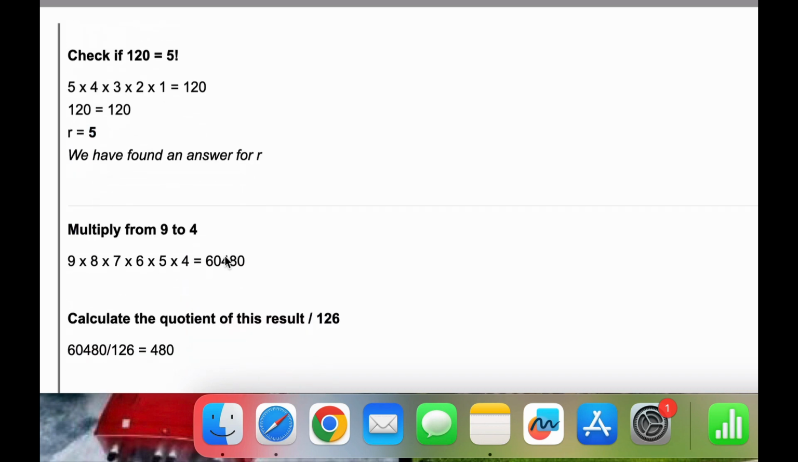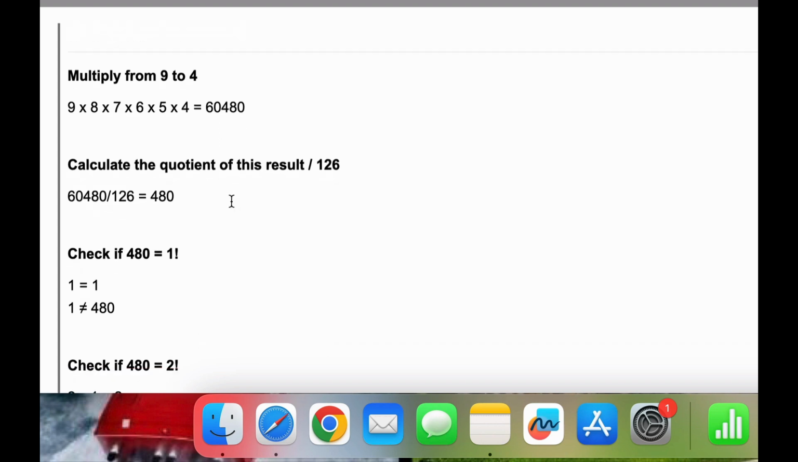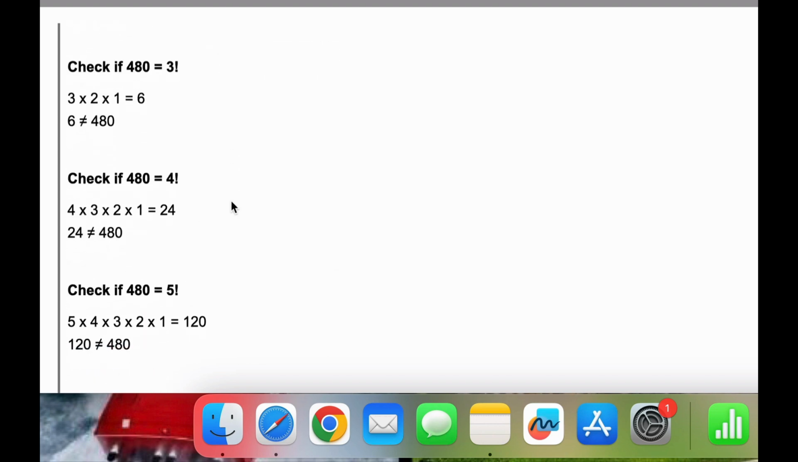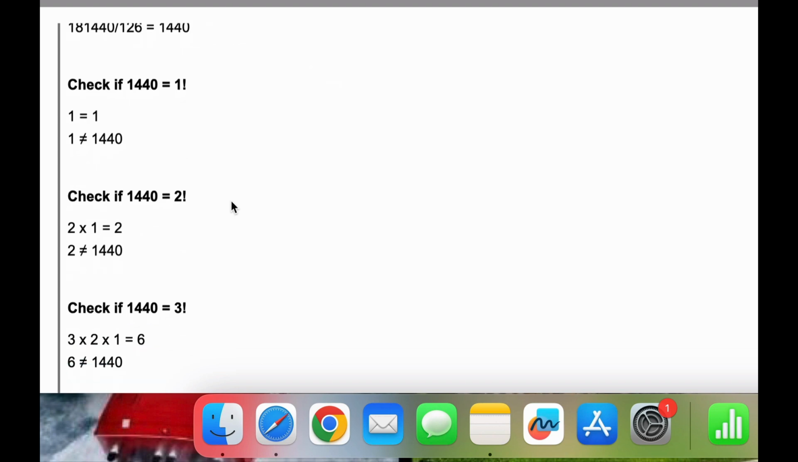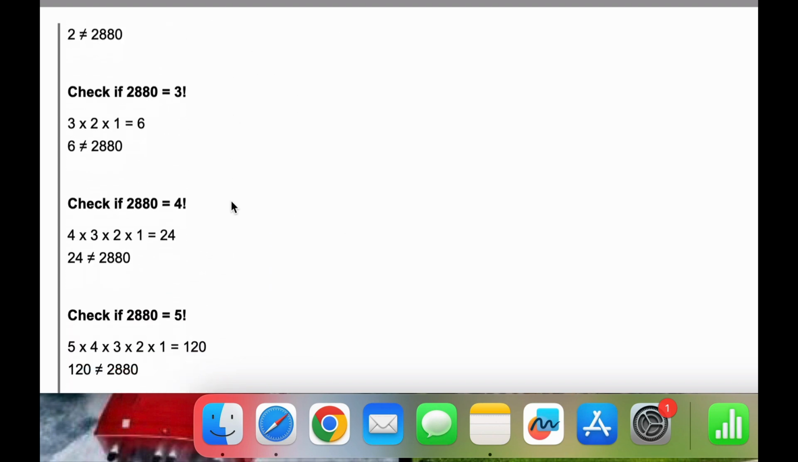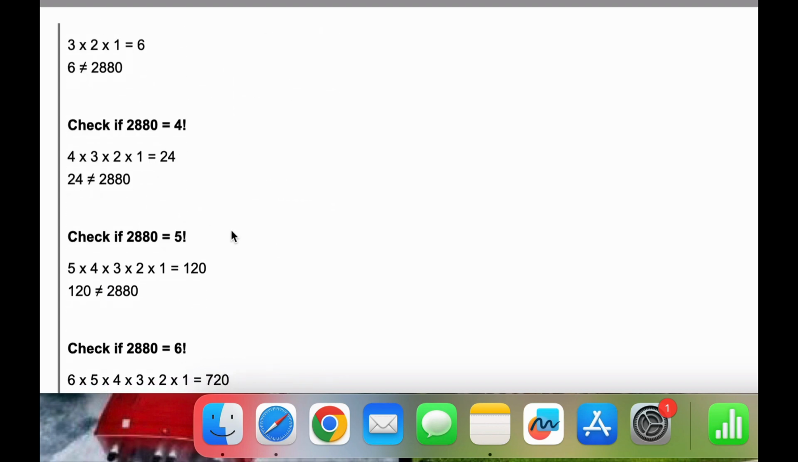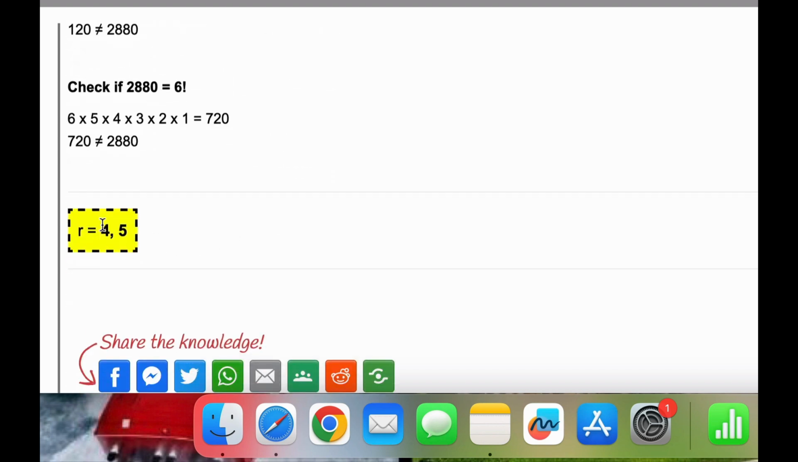So if we keep looping through this problem and the process, we're going to find no more answers. And once we loop through 9 to 3, 9 to 2, 9 to 1, we're done with the algorithm, and then we scoop up all our answers that were factorials, and we get 4 and 5. So it's the same 3 or 4 steps over and over and over again.